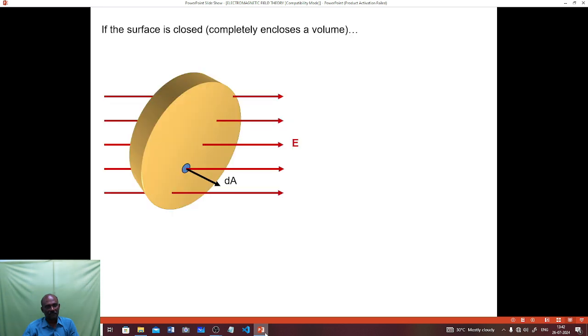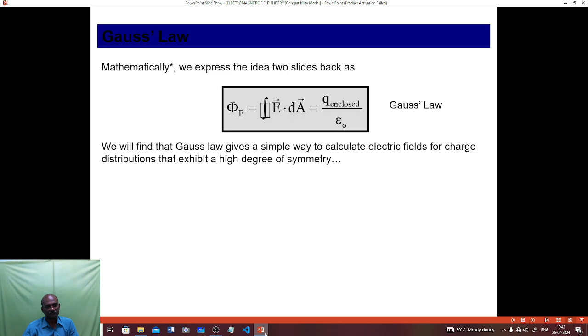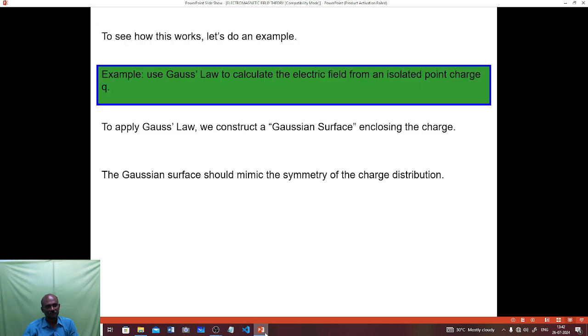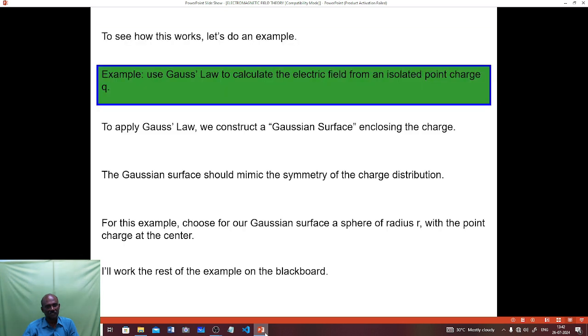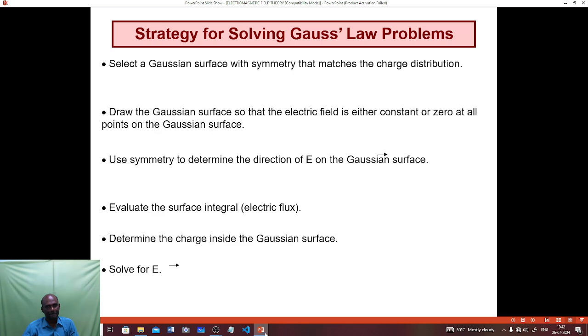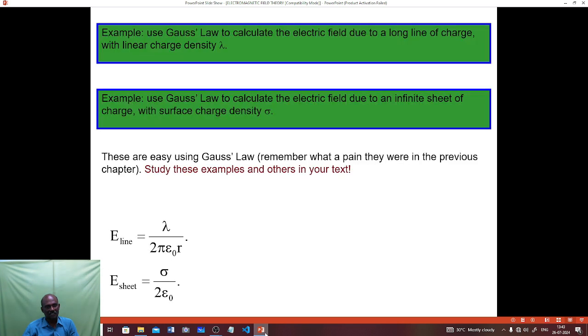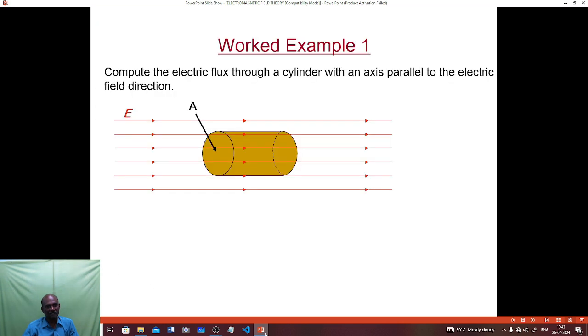Electric flux distribution. Using Gauss law and making a Gaussian surface, we can determine the electric field for these various Gaussian type surfaces. These are all the applications of Gauss law in determining various electric field intensity cases.